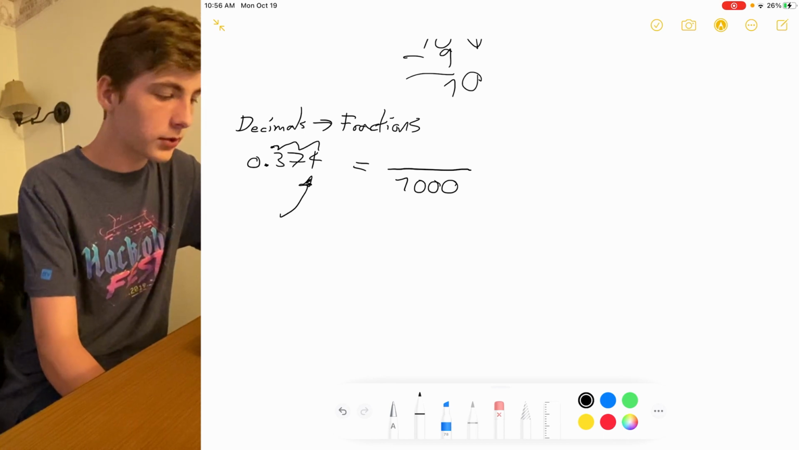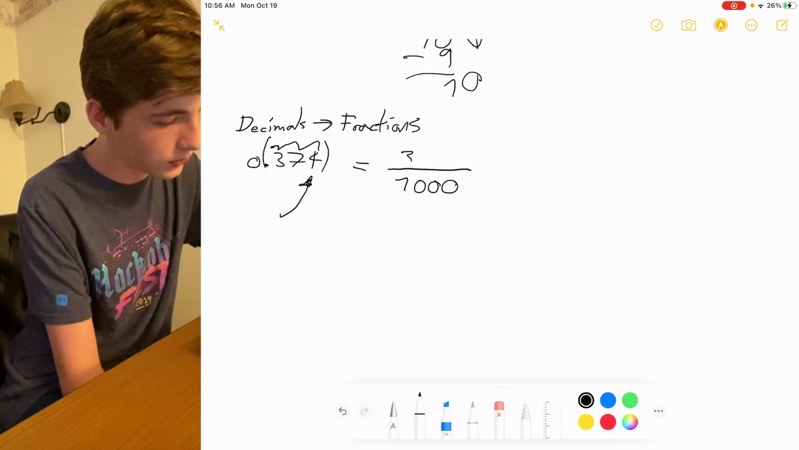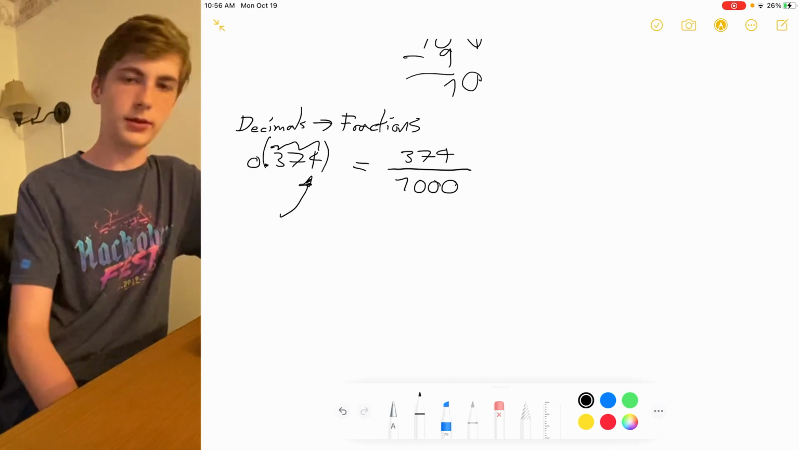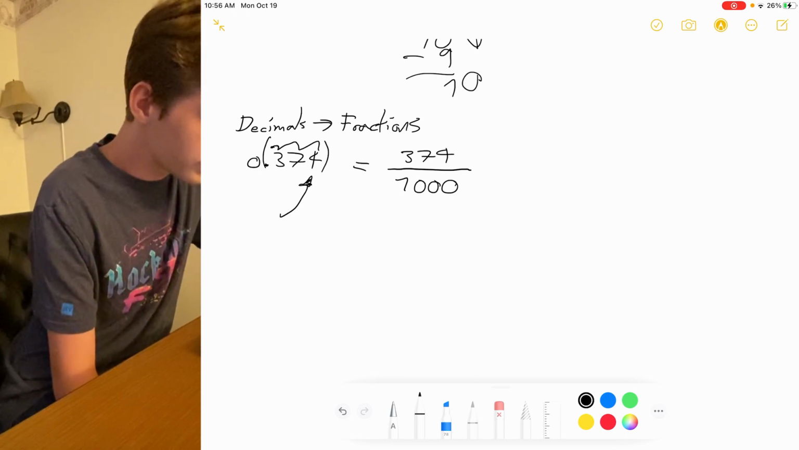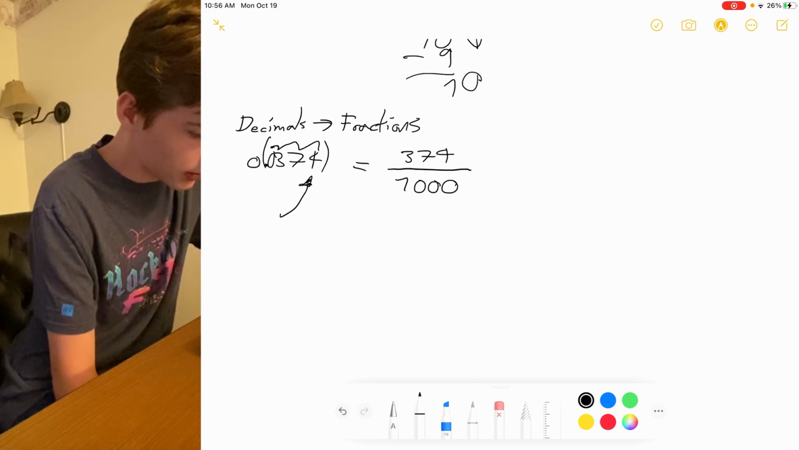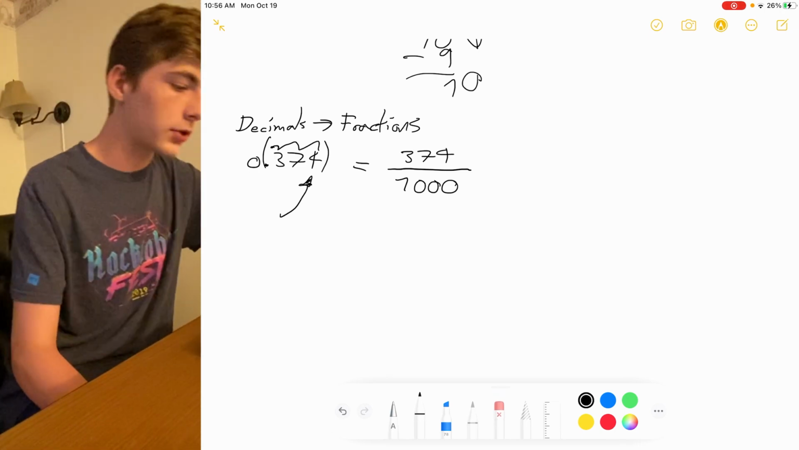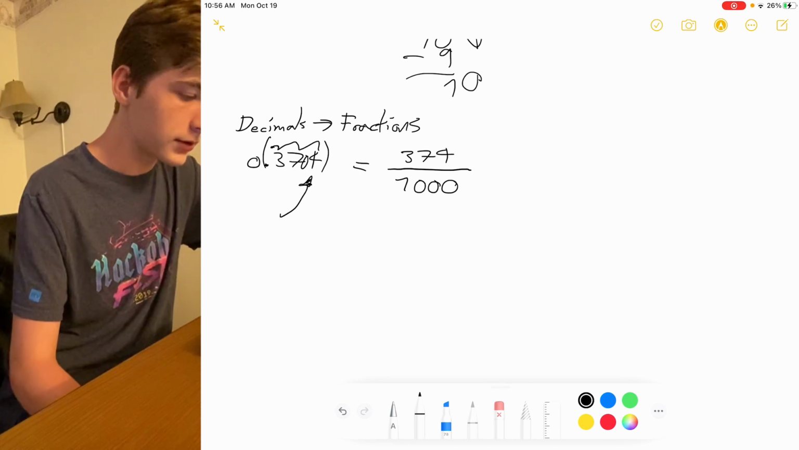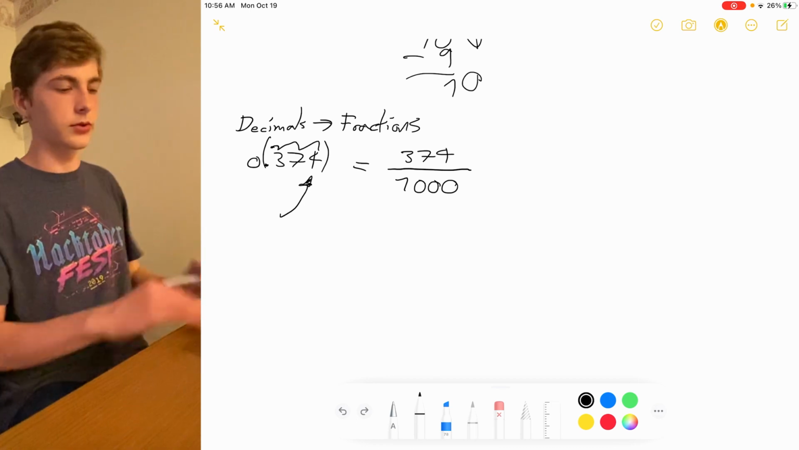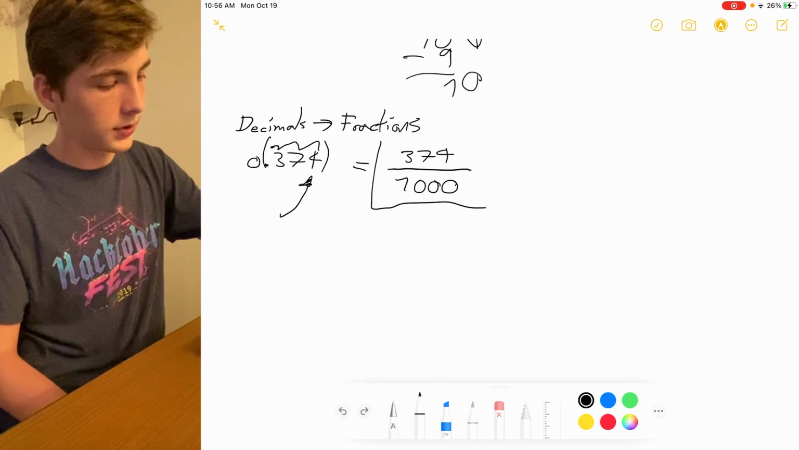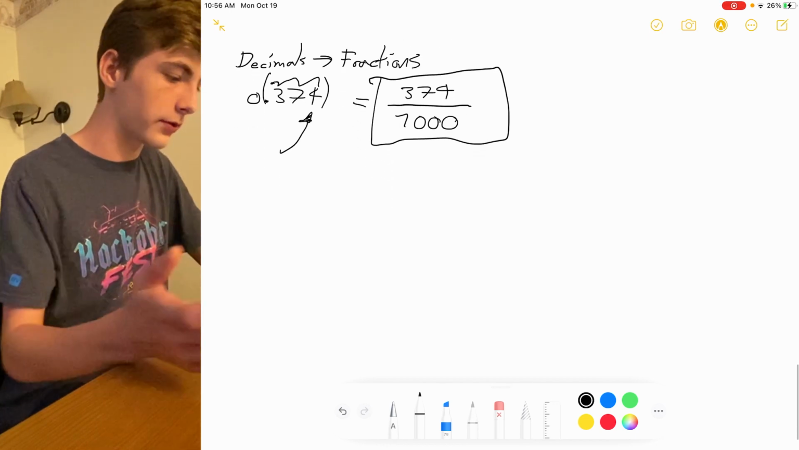And then on top, we're just going to put all the non-zero numbers, right, up here. So this is 374 thousandths. If there were zeros in front of this, we would just ignore those again. And if there were zeros behind it, we'd also ignore them. But if there were zeros in between, we'd keep those. So if it was 3704, then we'd do that, right? But in this case, we didn't have any zeros to worry about, so it's just 374 over 1,000. So that's pretty simple, converting from decimals to fractions.